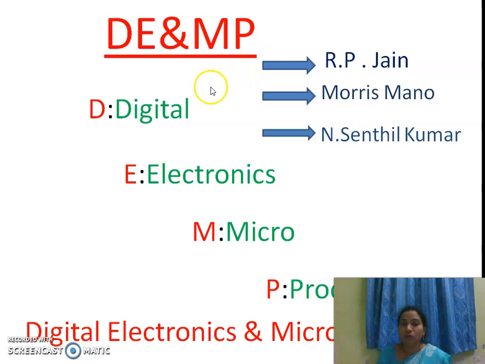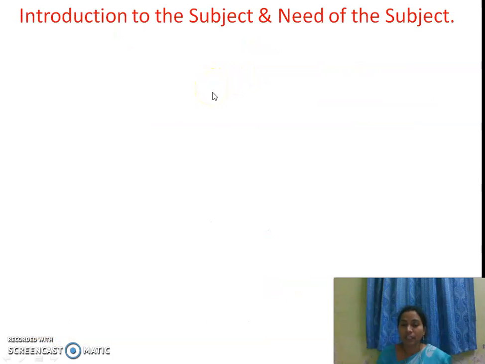So now, what is the meaning of DEMP and why should we learn digital electronics and microprocessor? Digital electronics is the branch of electronics that deals with digital codes, that is, codes in terms of binary data, so either zeros and ones. Now coming to the microprocessor: we design a microprocessor with the help of ICs, integrated circuits. Later we will see digital electronics and microprocessor in depth.